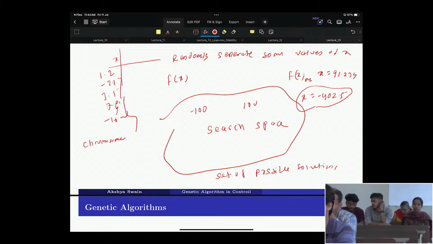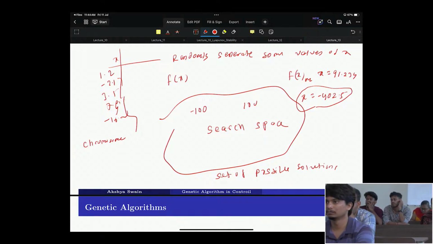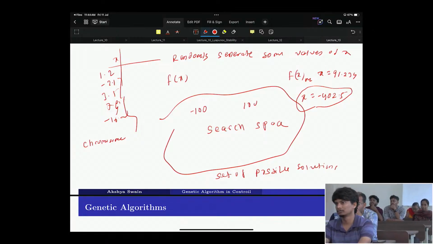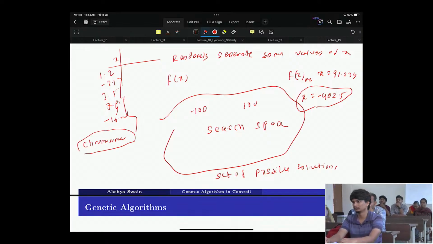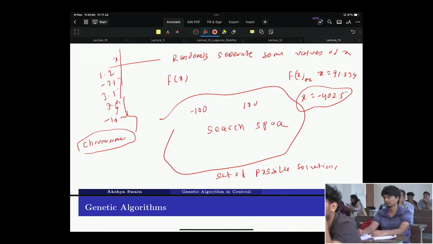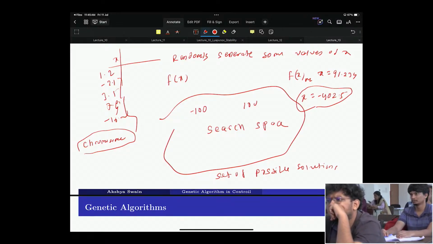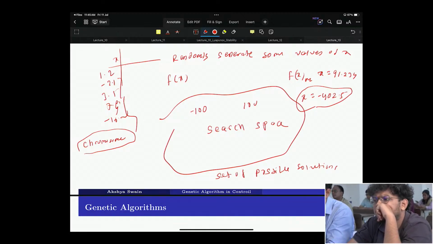A chromosome is one of the possible solutions, and the set of chromosomes is a population. Okay? All is minus 100 to plus 100. So in the genetic algorithm, the first term is a chromosome. A chromosome is nothing but a possible solution. Just like here, some number.